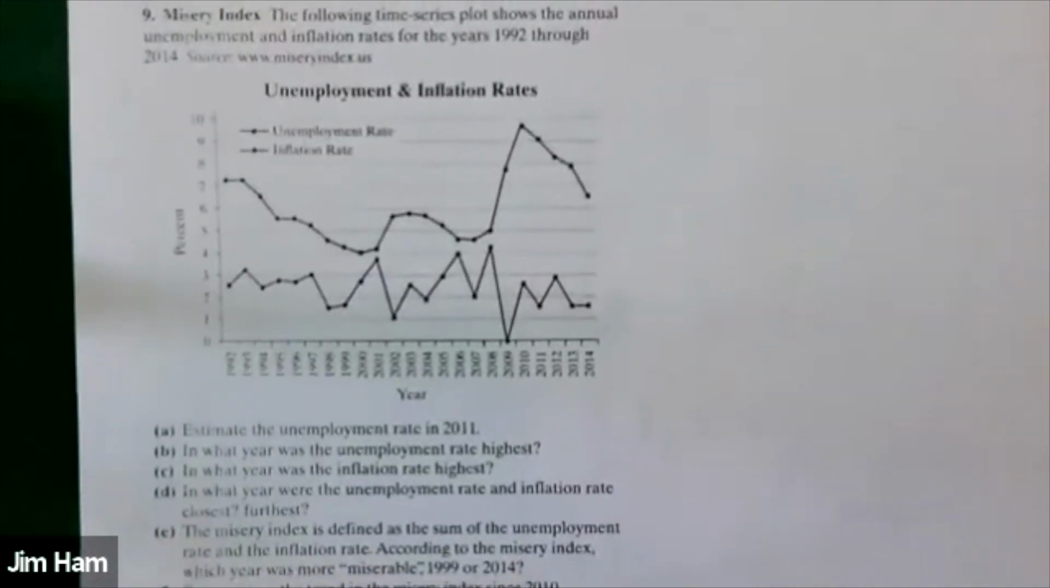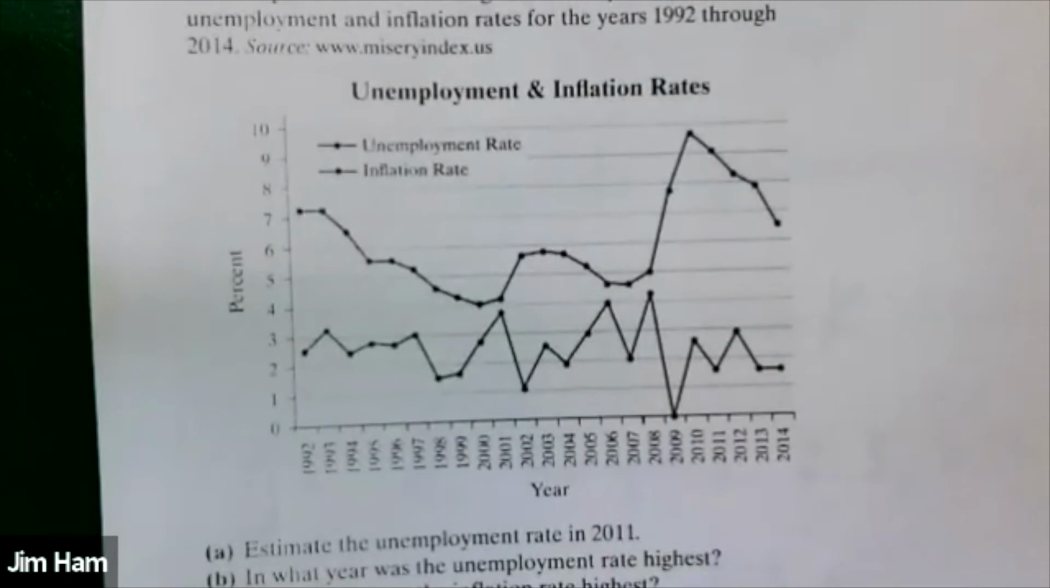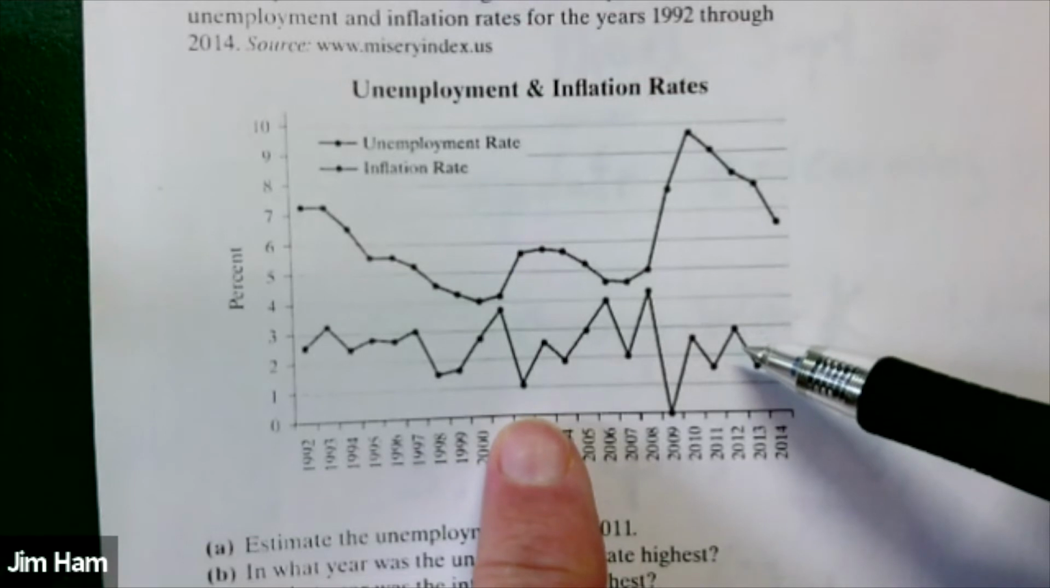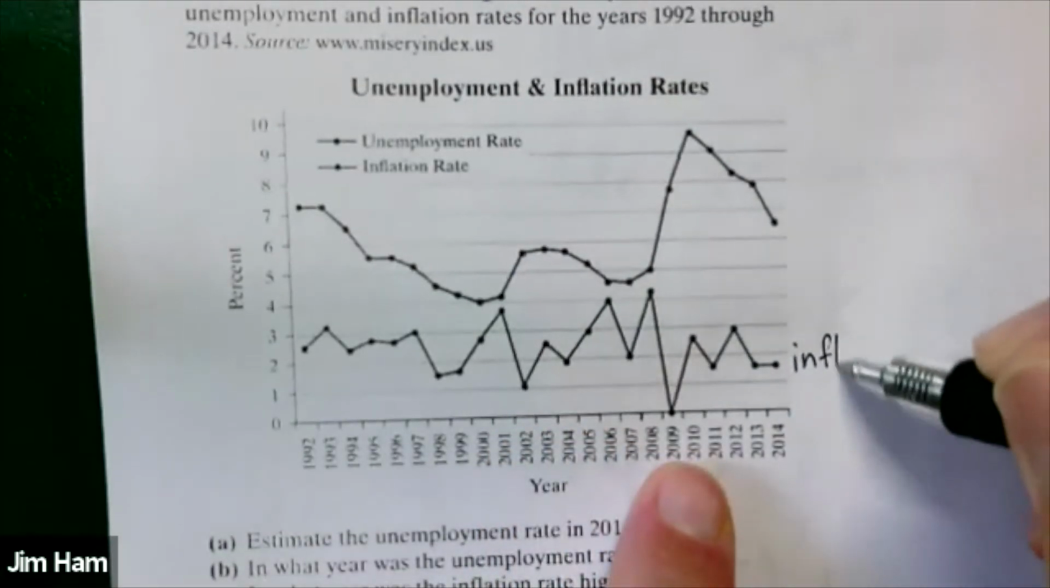Now the other thing is that for this particular graph, there are two graphs. A lot of times for a single time series graph, you're just going to see one. But if they want to show a relationship or a pattern between two different variables, then they will plot them both. And so the unemployment rate and the inflation rate. Okay, so this one down here is the inflation rate.